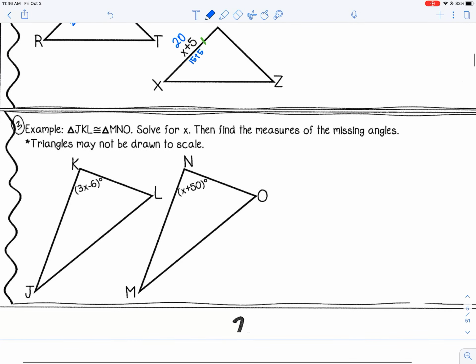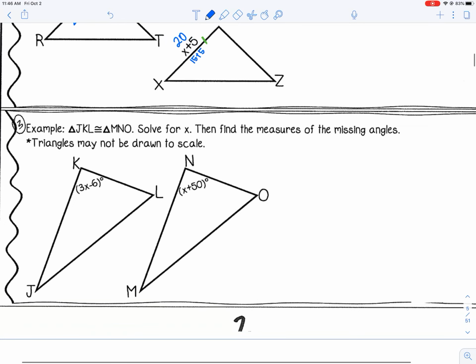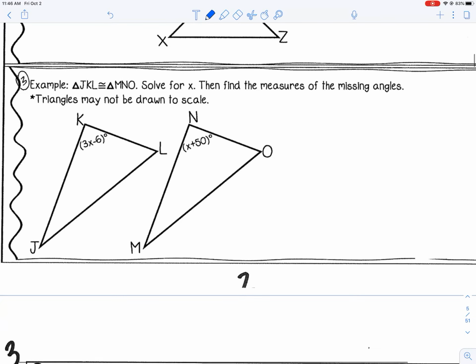Okay, so on the next one, it says triangle JKL is congruent to triangle MNO. And this time we have angles. So on the first triangle we have angle K. So angle K corresponds to angle N. Those two triangles are congruent, so those two angles are congruent because they're corresponding. If two things are congruent, their measures are equal. So to solve for x, we'll do 3x minus 6 equals x plus 50.